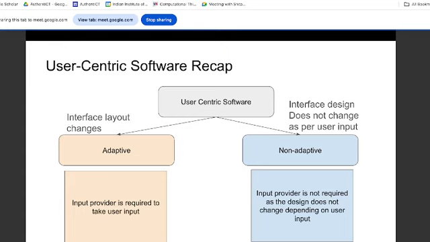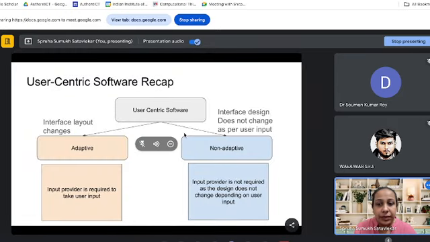Initially in week 3 we learnt about some user centric software and their types. The user centric software can be of two types, depending on whether the interface layout changes or not depending on the user's input: adaptive and non-adaptive. The adaptive user centric software takes the user's input from the input provider and utilizes it to predict the next state of the layout, basically how the interface looks.